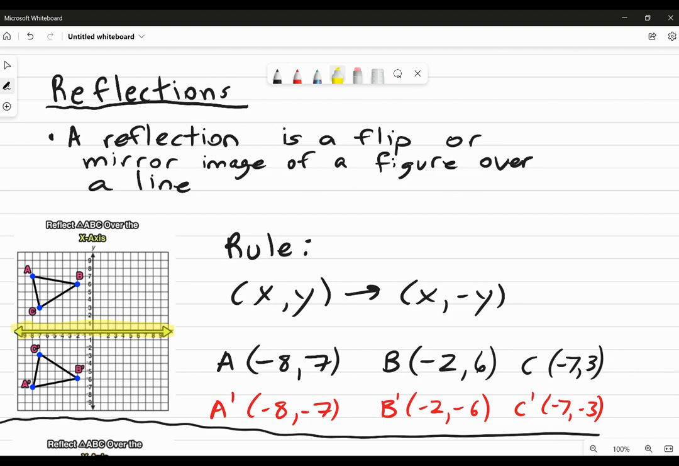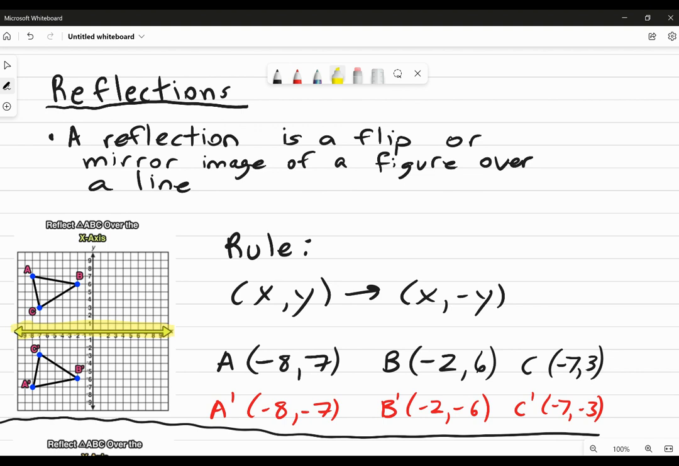Remember, when you're reflecting over the x-axis, the rule from the pre-image to the image is that the coordinates, the x value stays the same and the y value just changes its sign. So if I list the coordinates for triangle ABC, A is at -8, 7, B is at -2, 6, and C is at -7, 3.